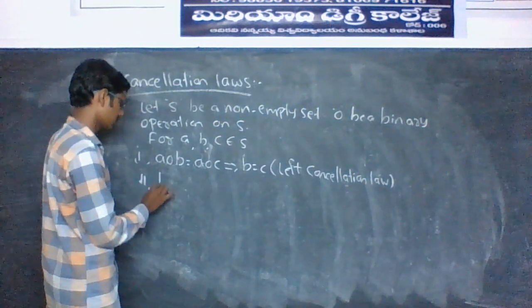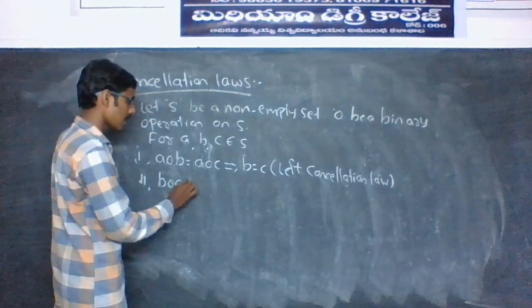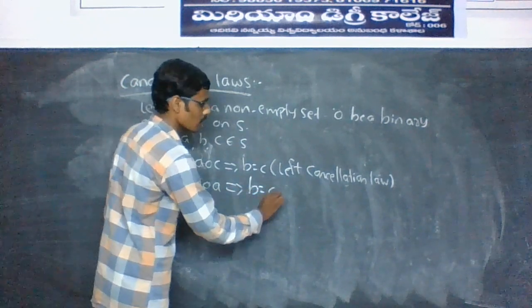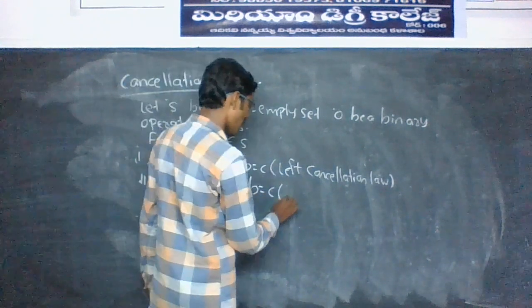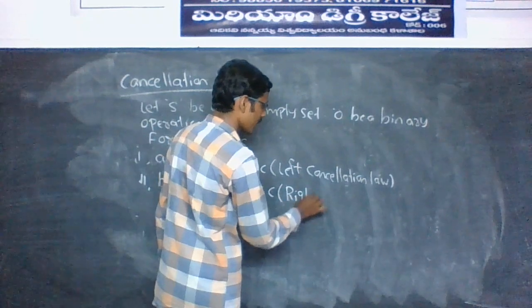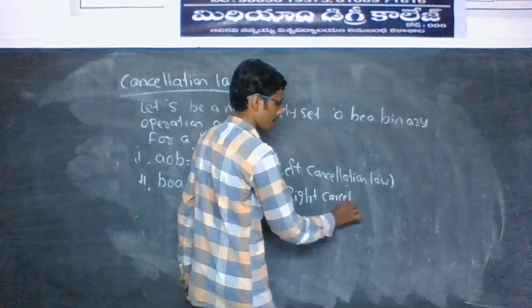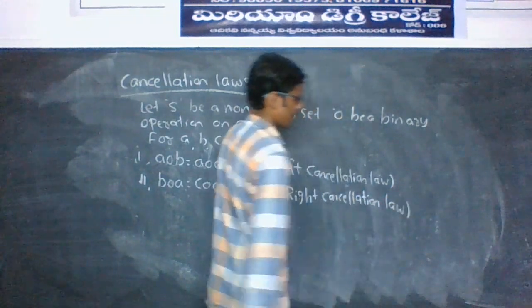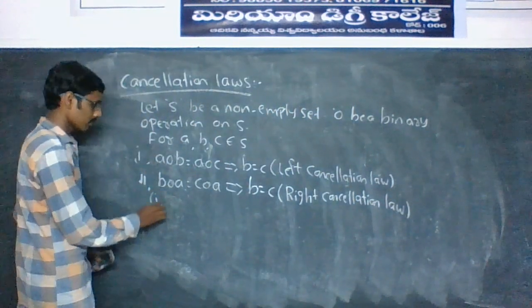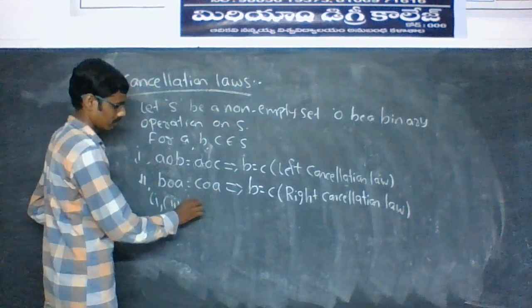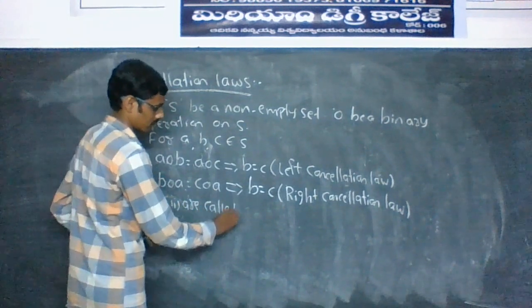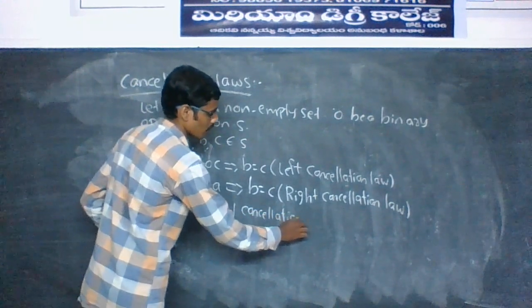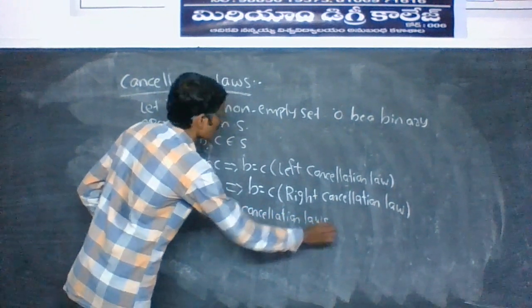Second one: b circle a equals c circle a implies b equals c. This is the right cancellation law. One and two are called cancellation laws.